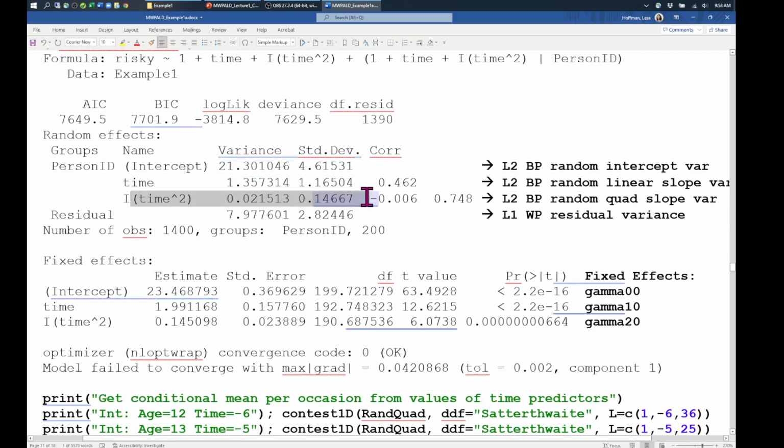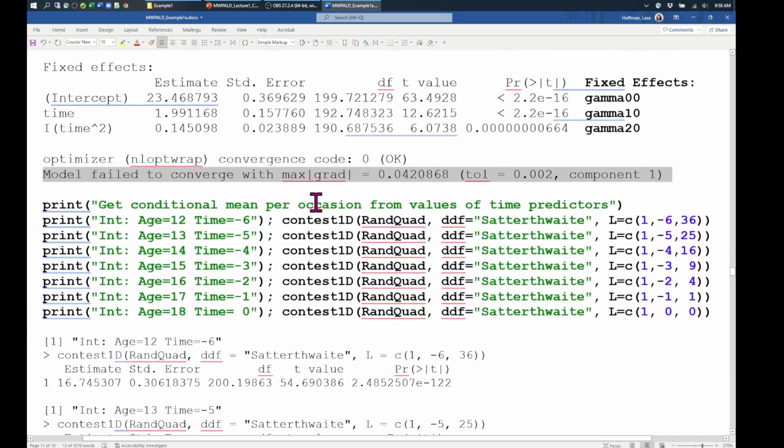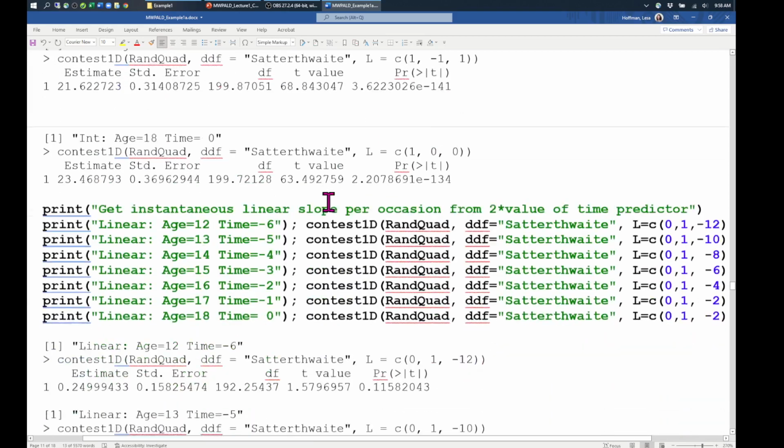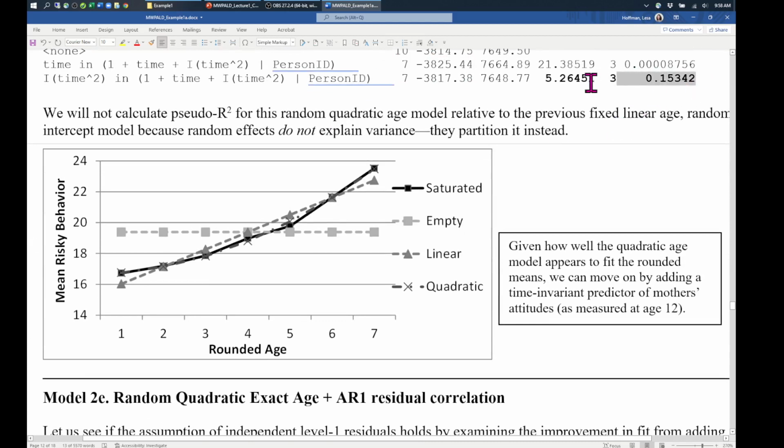Results, here is my new variance component. I can't stare at it and make any sort of decisions. I need to do a likelihood ratio test. And note that it got mad at me. I don't know exactly what this means, but it doesn't sound good. Optimizer convergence code failed to converge, maximum gradient. That means that it couldn't really find the best answers. And it turns out there's a reason for that, because the random quadratic on the likelihood ratio test was non-significant. So we don't really need it. And in fact, it's not in the simulated data. So that is what it should be.